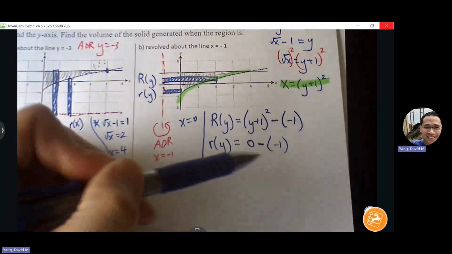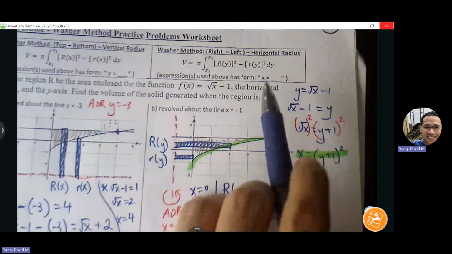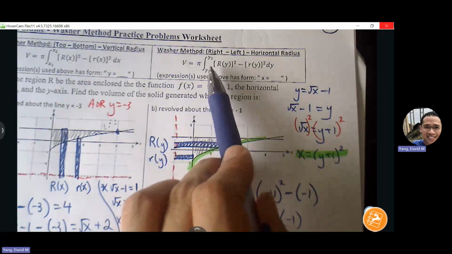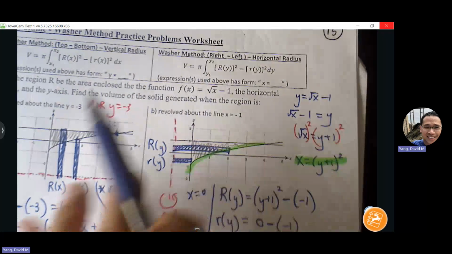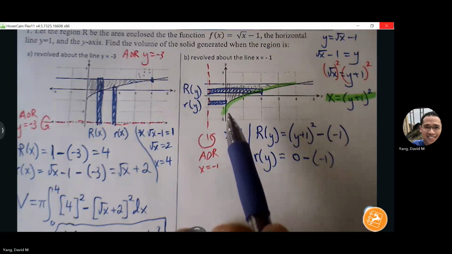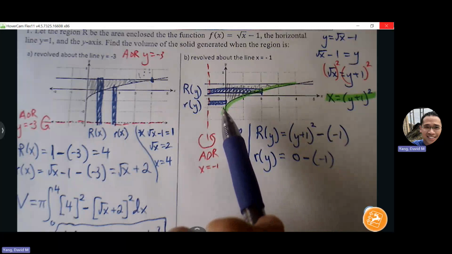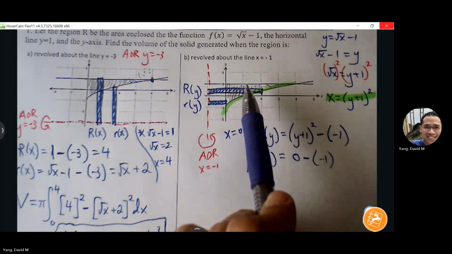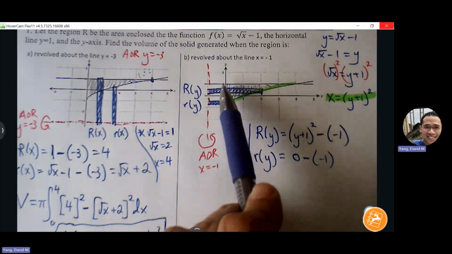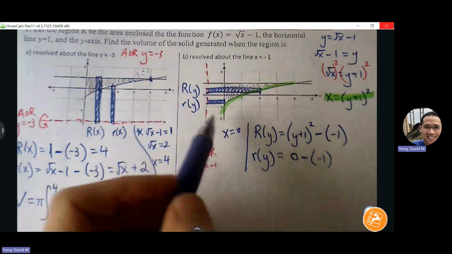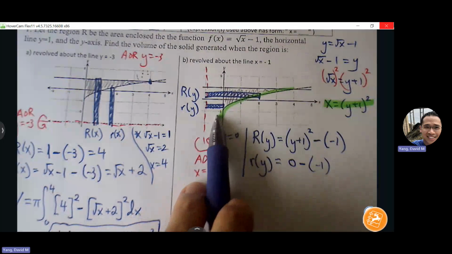Okay, everything is in terms of y. Our integrand is in terms of y. Our bounds have to be in terms of y as well. We have to identify the lowest and highest y value. What's the lowest y value that you see? -1. What's the highest y value that you see? 1.